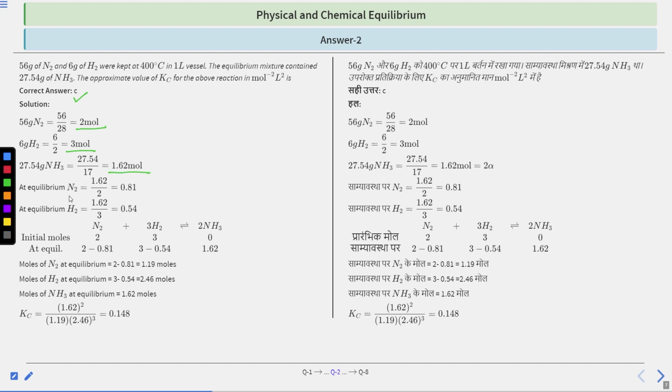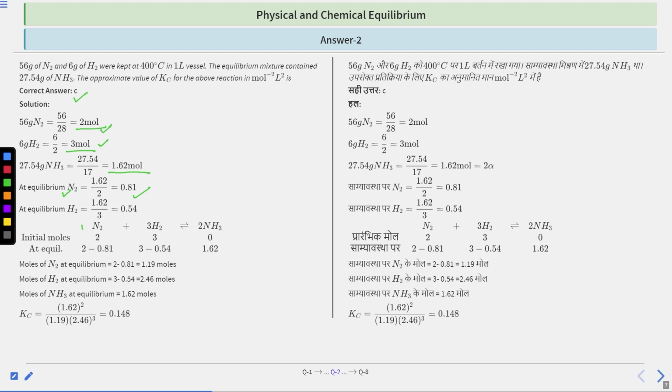Now, at equilibrium, the moles of nitrogen reacted will be equal to the NH3 moles in the equilibrium mixture divided by the N2 moles present initially, which is 2. So it will be 0.81. And for H2, it will be the final moles of ammonia at equilibrium divided by 3, which is the moles of hydrogen. So it is equal to 0.54.